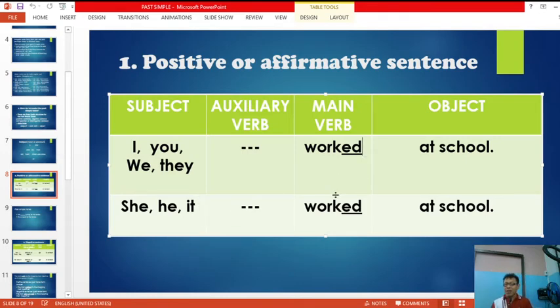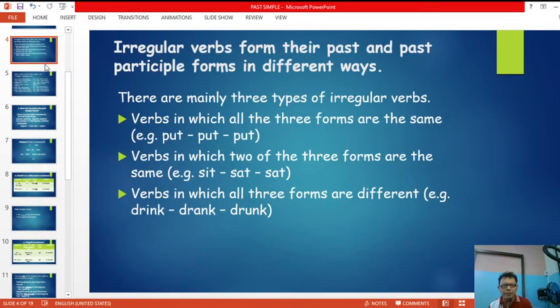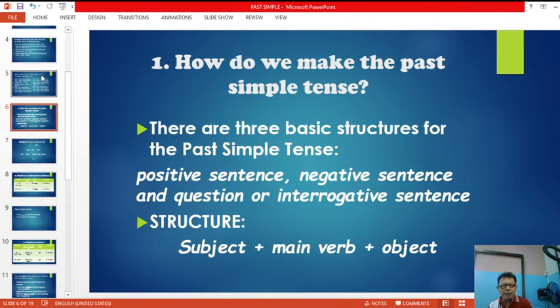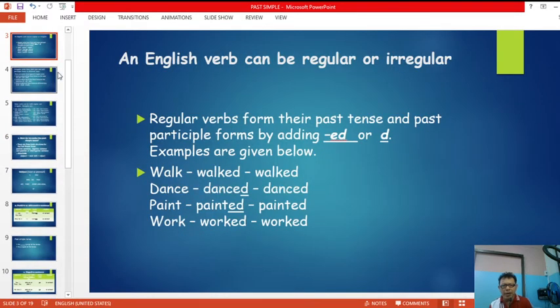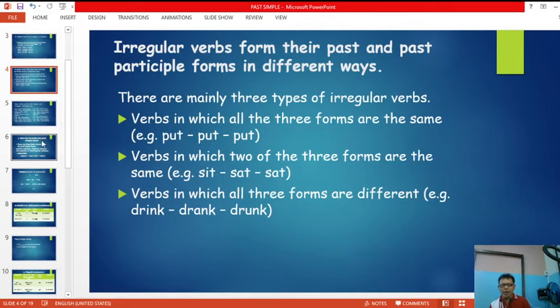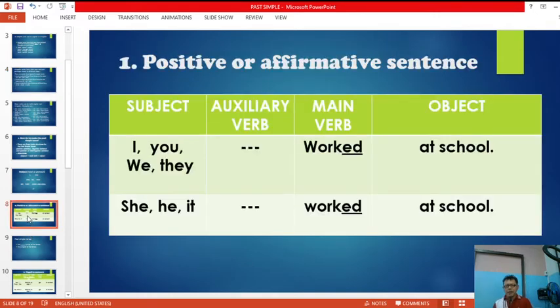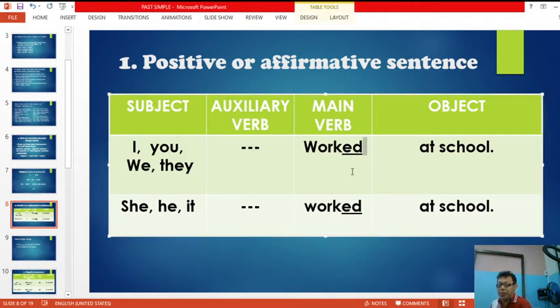But of course, if it's an irregular verb, let me think of an example. Let me say drink. I drink, but because it's an irregular verb, it won't be drinked. It will be, I drank water at school.